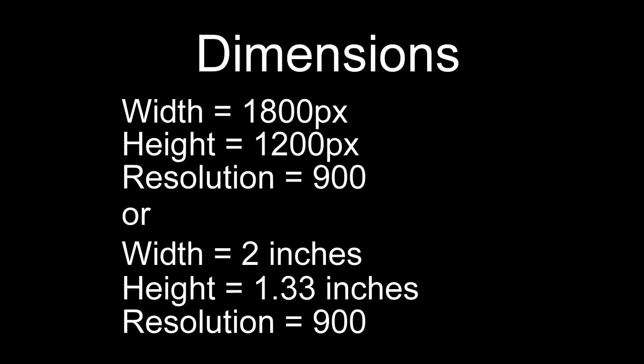For horizontal 35mm slides, it is the opposite. The width is 1800 pixels or 2 inches and the height is 1200 pixels or 1.33 inches at a resolution of 900.